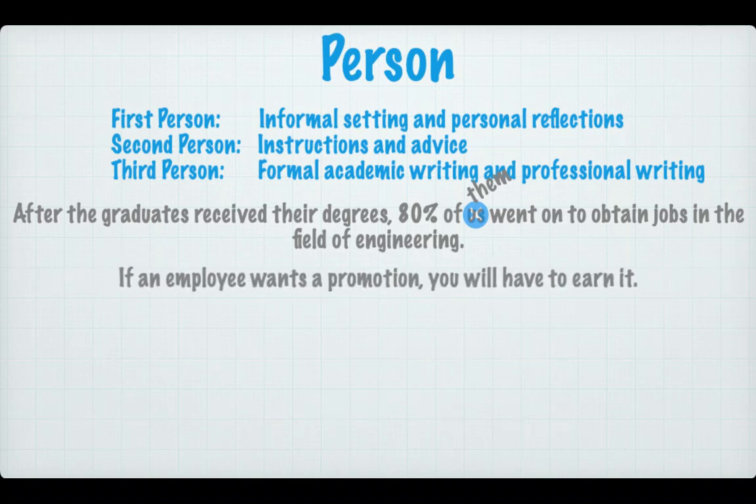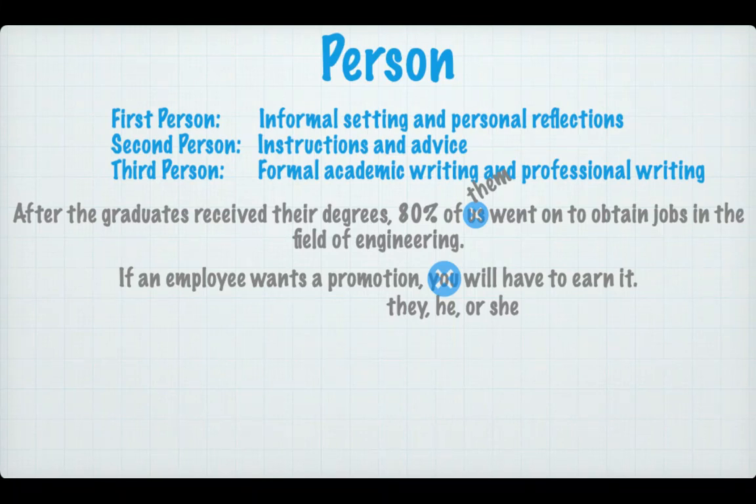Here's another example. If an employee wants a promotion, you will have to earn it. Now, in this sentence, the subject employee is third person. The use of the second person pronoun you makes the point of view inconsistent. Sounds odd. Unless another employee's promotion depends on the performance of the person being addressed, the pronoun you should be changed to what? Well, it could be they or he or she. Keep it consistent. I guess that's a reminder to keep it consistent.